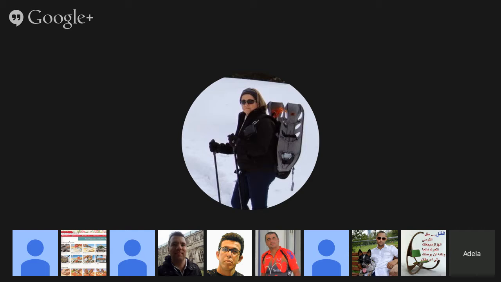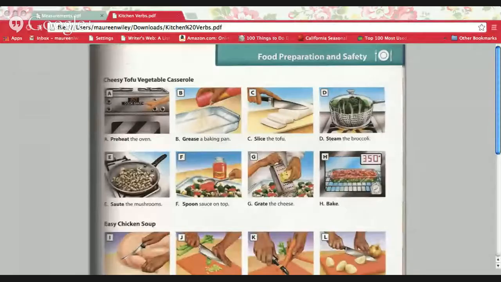This is not something I would ever cook because I don't like to eat tofu, but maybe I would make a cheesy vegetable casserole. So what does that mean, a casserole? Does anyone know that term? Have you heard that word before?